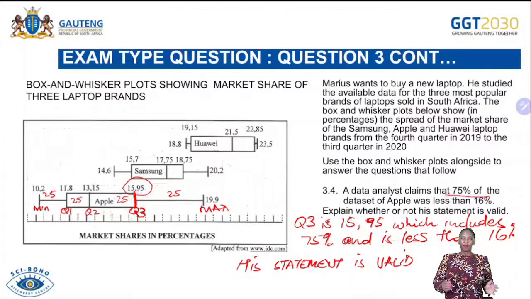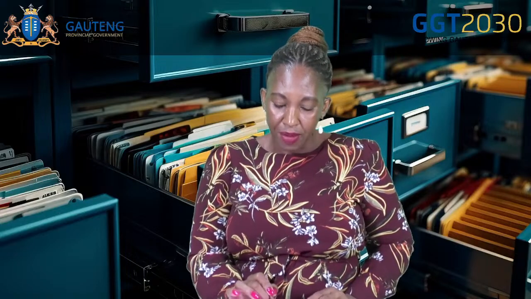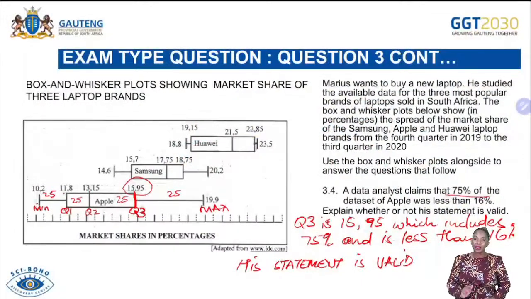I wish I could have more time, but unfortunately we have to come to the end of our lesson. Thank you for watching. I hope you have learned a lot in terms of box and whiskers and you'll be able to answer. Remember your 5-point summary, the minimum value, our Q1, Q2, the median, Q3, the upper quartile, and then the last one being the maximum value.